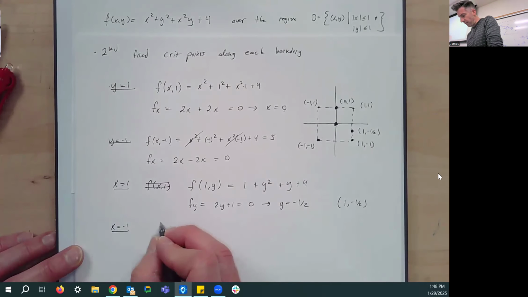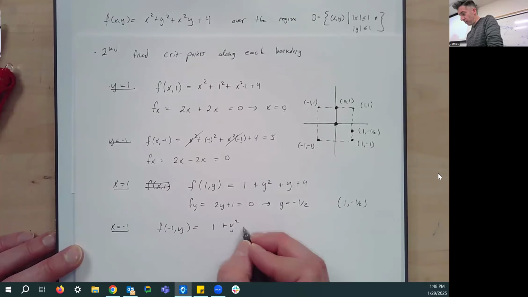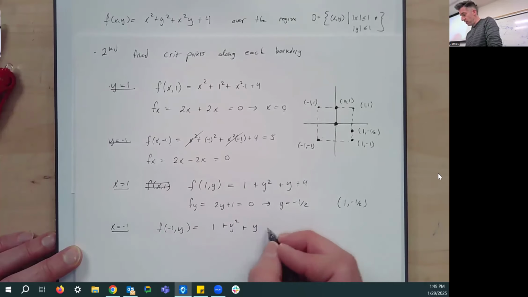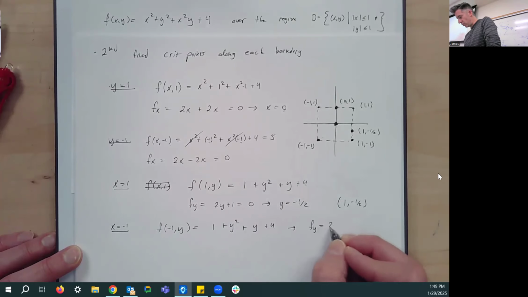We're going to have f of -1 comma y, which is going to be 1 plus y squared plus 1 times y plus 4, because -1 squared is still +1. And so when we take the partial, we're still going to get the same result. We're going to get f_y equal to 2y plus 1 equal to 0, so y equal to -1/2. So our last critical point is -1 comma -1/2.